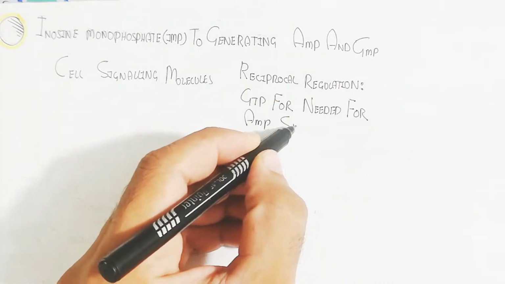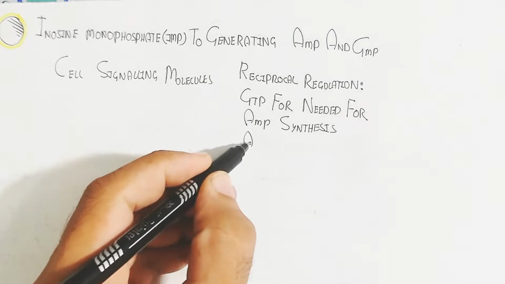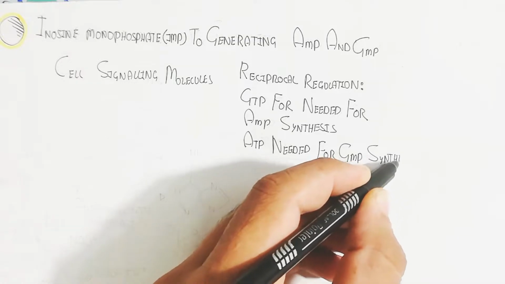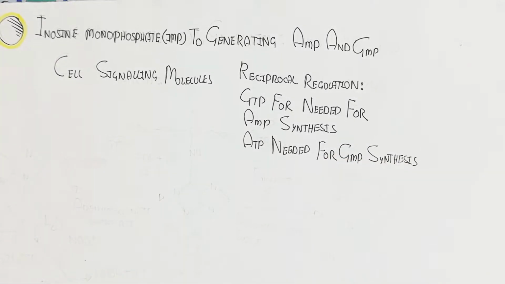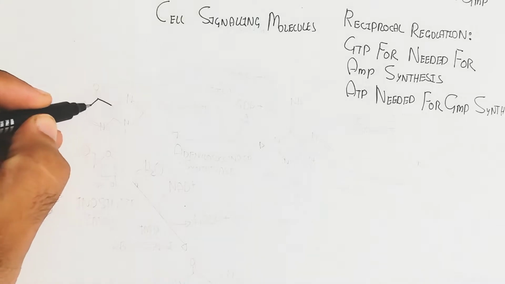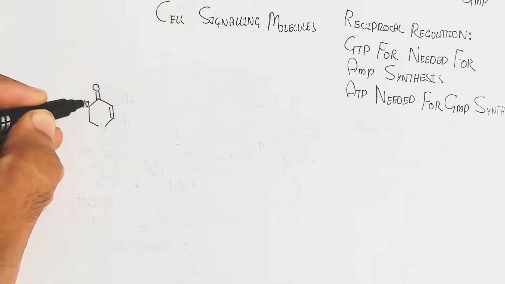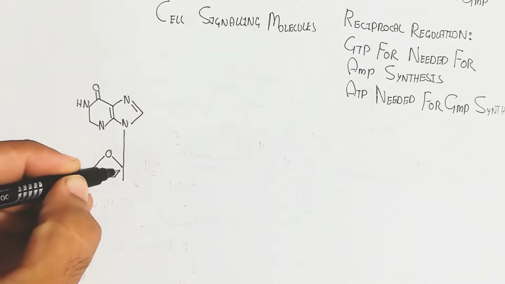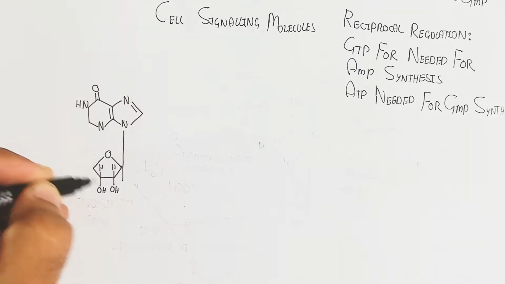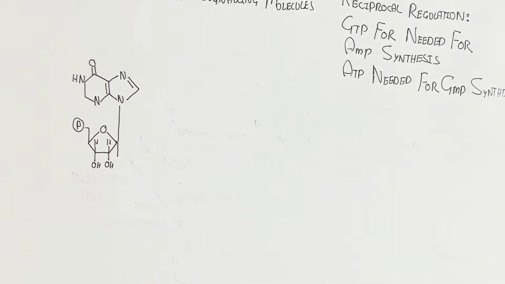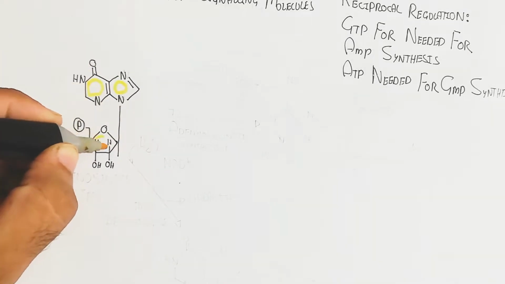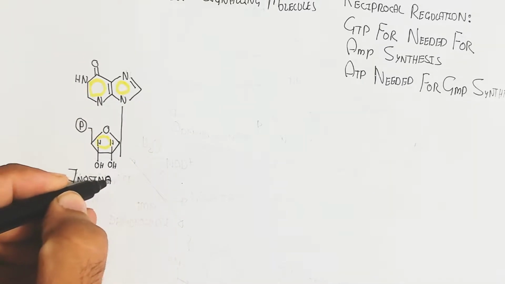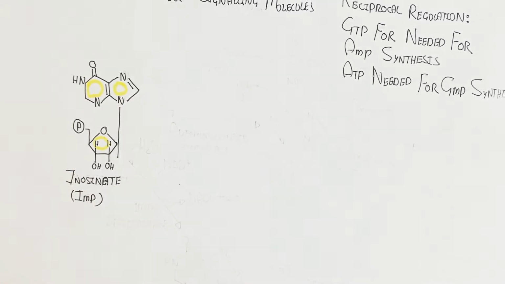So, the inosinate, IMP. What is the function of inosinate? We will learn in this video. Inosinate is also known as inosine monophosphate, which contains a two-ring nitrogenous base. This is the nitrogenous base, and here is the ribose sugar, not fructose, attached at carbon number 5 to the phosphate group. So anyway, this is inosinate.